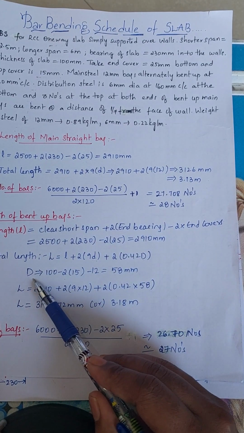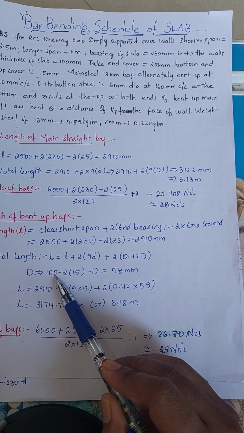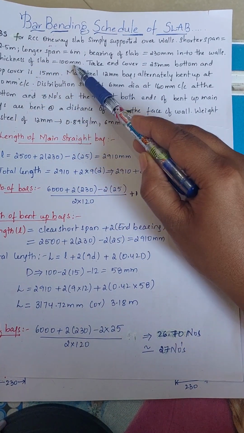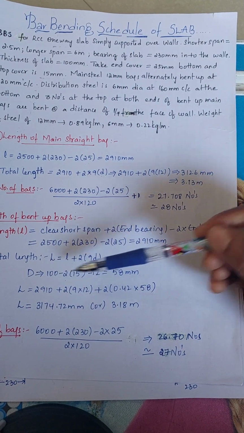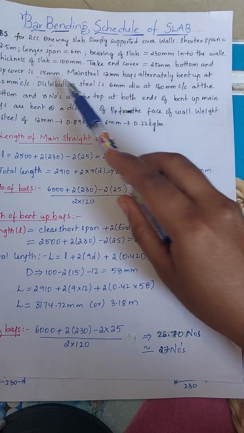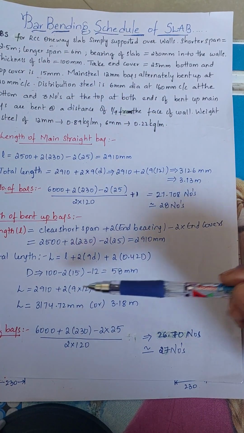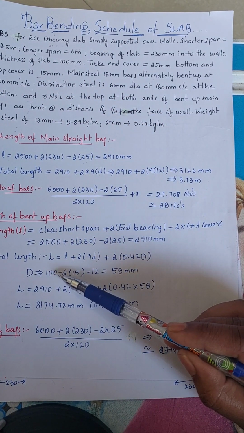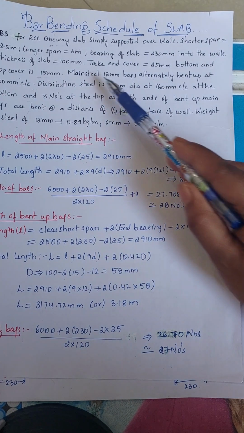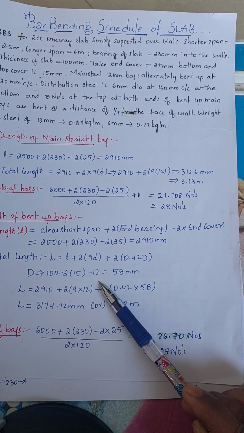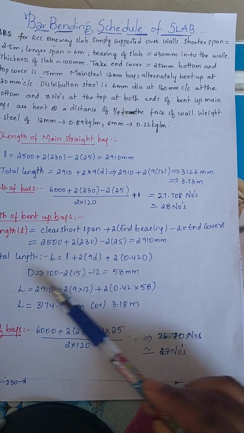Firstly we will calculate D. In the question the thickness of the slab is given as 100 mm. So 100 mm minus, and they have given the top cover and bottom cover to be taken as 15 mm at both ends, so minus 2 into 15, and the steel we use here is 12 mm, so minus 12. Then we get 58 mm as the D value.